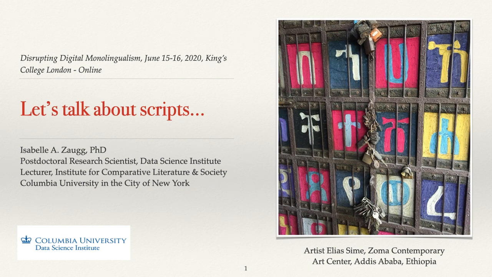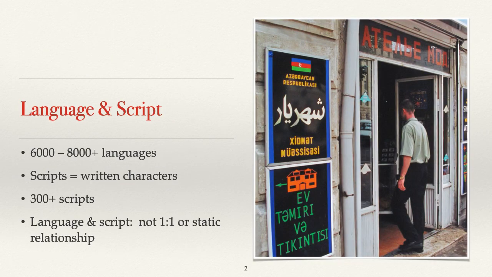Isabel Zog. I'm presenting the talk, Let's Talk About Scripts, bringing a concern around scripts to our larger conversation about disrupting digital monolingualism. So to set the stage and differentiate between language and script, we have 6,000 to 8,000 plus languages in the world, and difference of opinion rests upon which are dialects and which are languages.